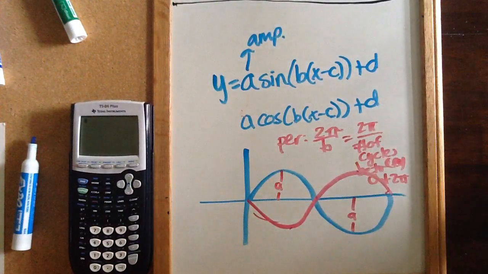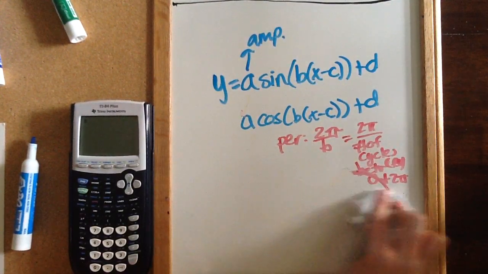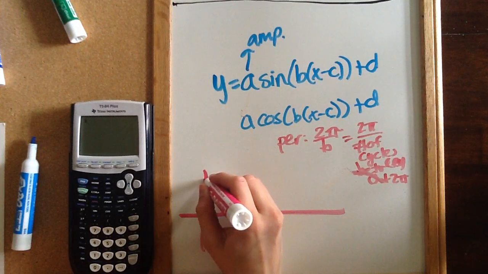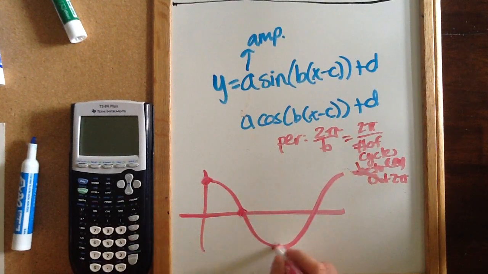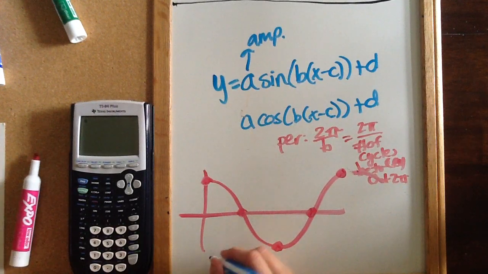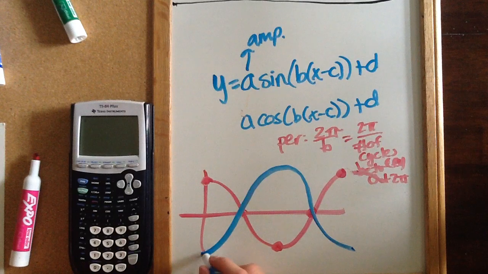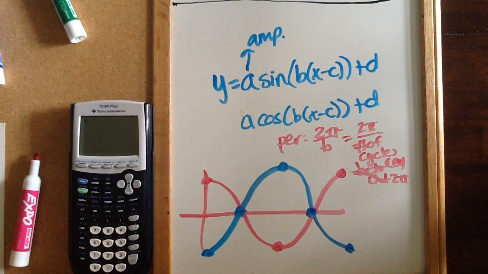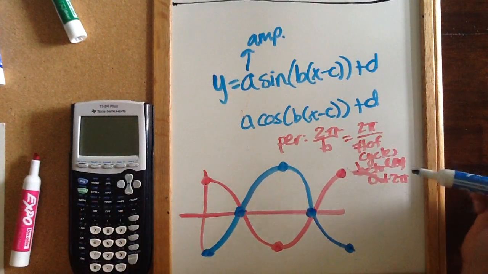Your cosine graphs look slightly different. Your cosine graphs start at the top. So your cosine graph goes like this, where I have top, middle, bottom, middle, top. And that is one cycle for cosine. If I have negative cosine, this right here is one cycle or period for cosine. So cosine goes from top to top or bottom to bottom to complete a cycle.